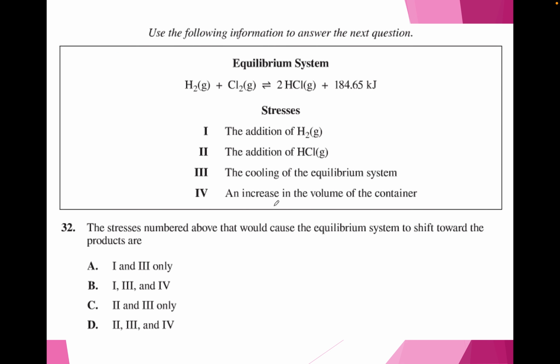Now, when we're looking at our equilibrium system, we have energy on the product side. So if we were looking at thermochem, we know this reaction is exothermic. And now the question is asking which of these stresses would cause the equilibrium to shift towards the products. So we want to see what will shift right. So let's go through the choices.